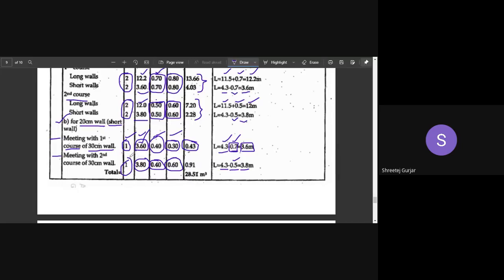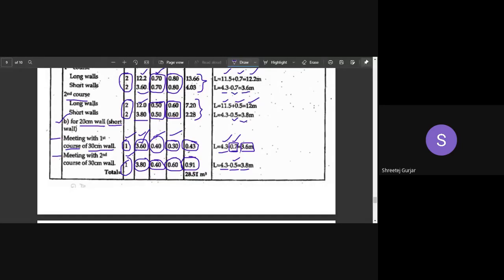So multiplying number into L into B into D, what we get is the quantity of stone masonry in my 20 centimeter wall which is in contact with the second step of my 30 centimeter wall. It is a bit confusing in the beginning, but once you practice, you will be very clear and you will be solving it quickly in your exam. So you need to practice this part. When you have different thickness of walls and different foundations of walls, this is a tricky part.